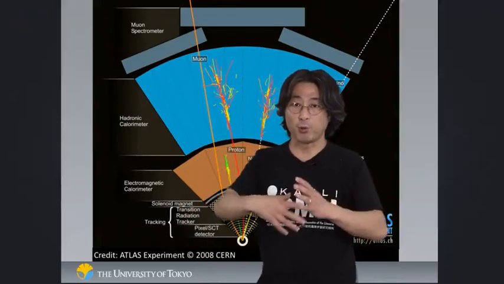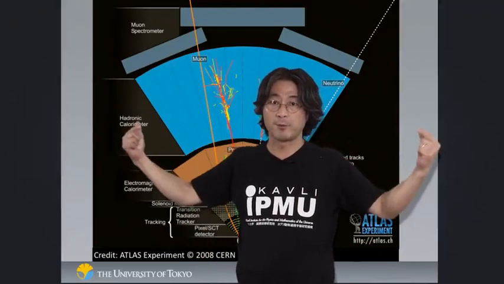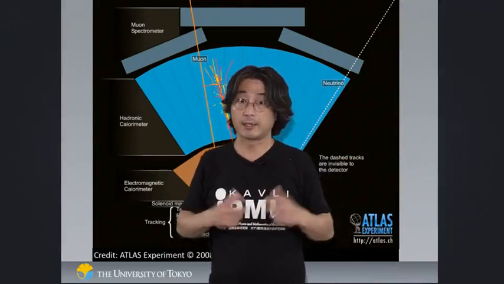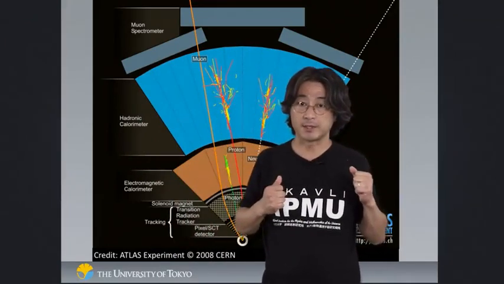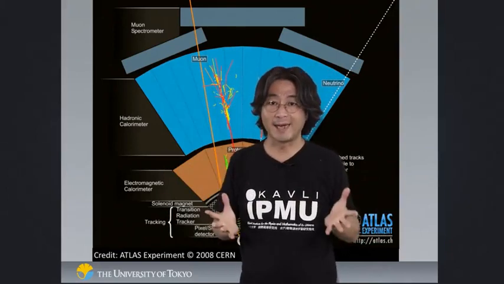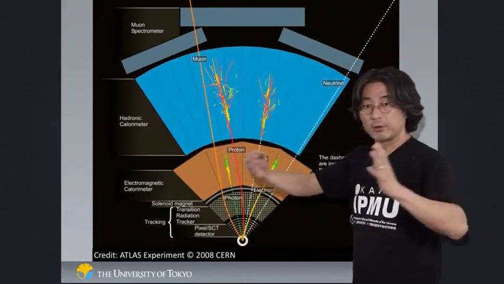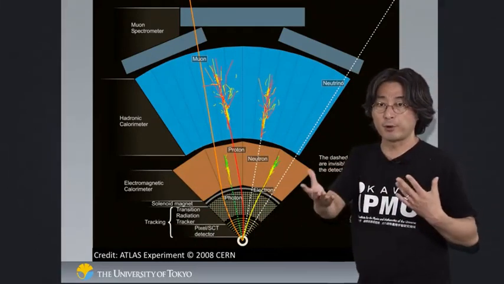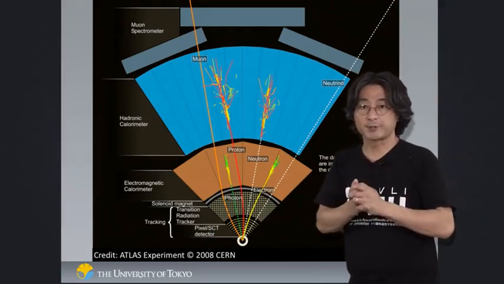In order to capture all these particles flying out from this high energy collision of two protons against each other, they built this complicated device. And the reason is that they don't want to miss anything. So this kind of collision can produce all kinds of particles. And depending on the nature of the particle, there are different ways of capturing them.